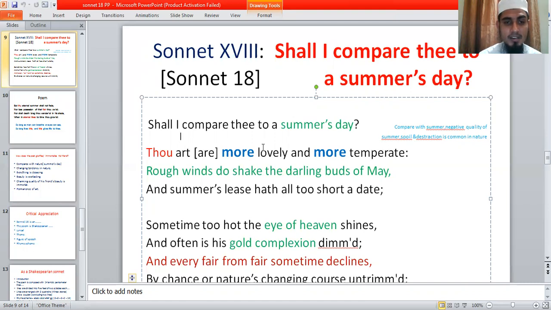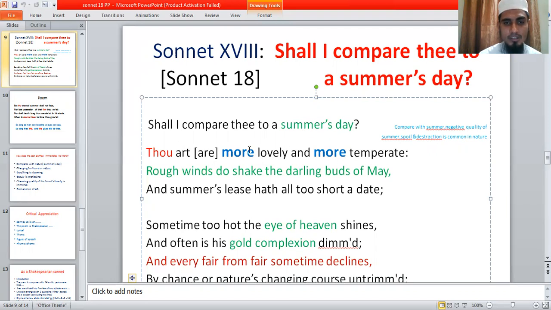But the poet says that "thou" means his friend or his beloved. "Thou" means you. "Art" means are. This is the writing style of the Elizabethan period. The word "more" indicates that the poet glorifies his friend, the poet immortalizes his friend, the poet values the beauty of his friend more than the natural object. "Thou art more lovely and more temperate." That means the beauty of his friend is more lovely, more interesting, more pleasant, more charming than the charming quality of the summer's day.